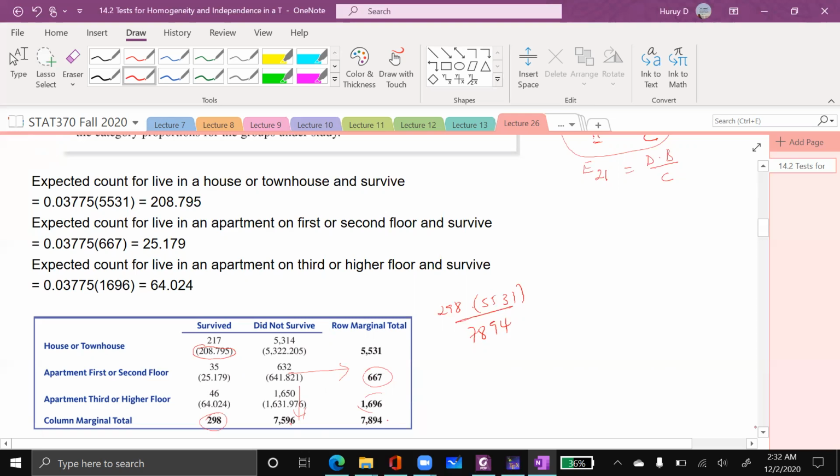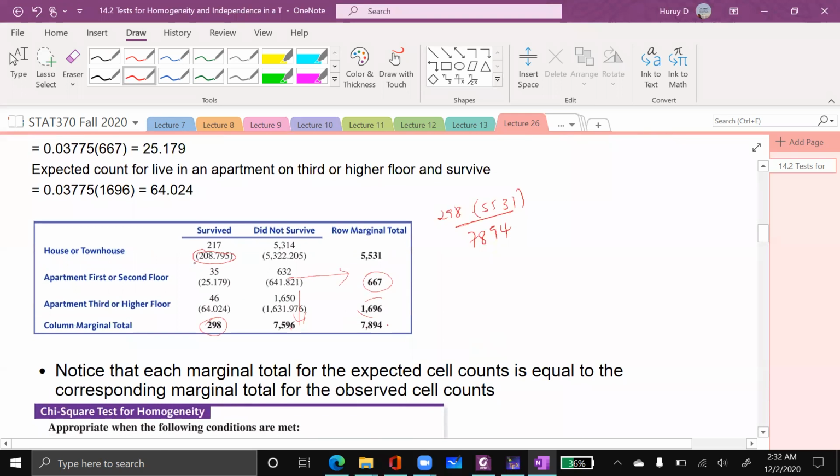Okay, so here we have this table with the observed counts, and those in parentheses are the expected counts. Let me read this.